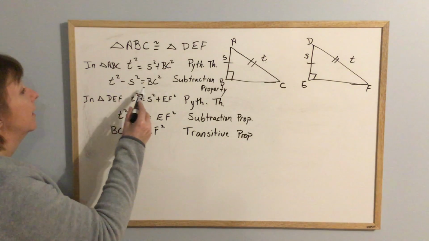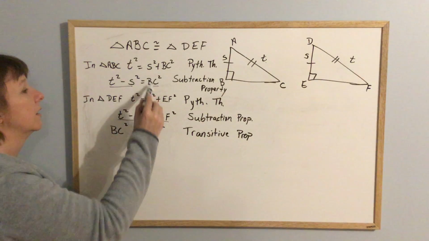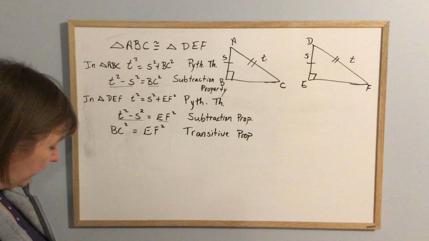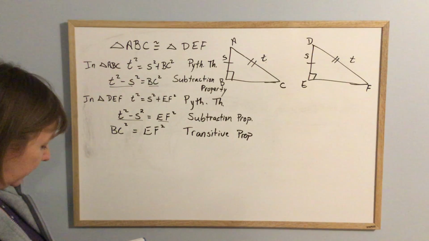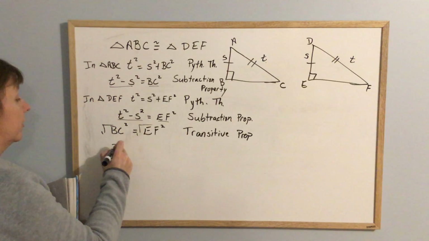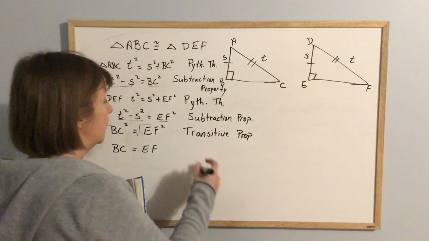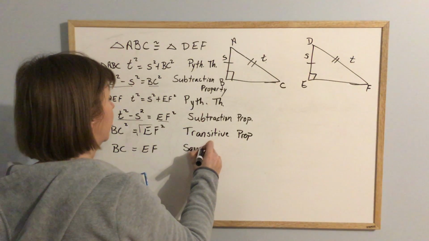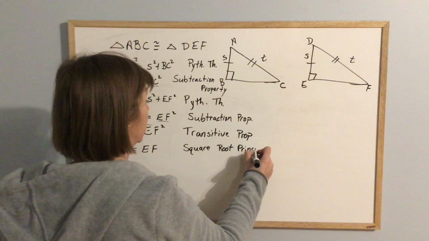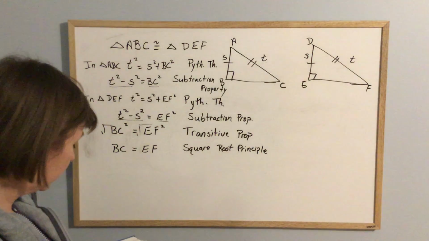And it means that if this is equal to something and this is equal to that same something, then these two have to be equal. It's really just logical thinking, okay? So, if that's true, then if I took the square root of both sides, I could say that BC is equal to EF. And again, to make it complicated, because it's geometry, they call that the square root principle. Basically, if I take the square root of both sides, then those two are equal.